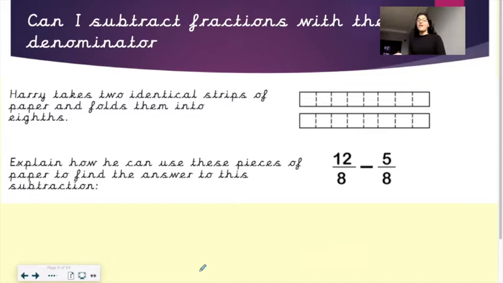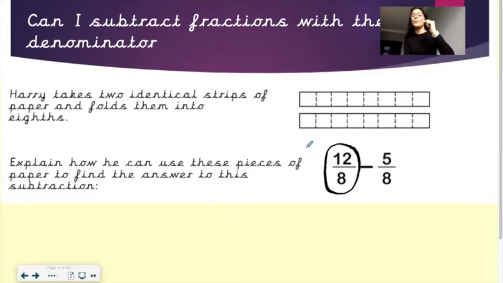Now, the first thing I would do is look at the first fraction because it's the bigger fraction. It has the bigger numerator, which is 12. 12 is bigger than 5. So you always start with the biggest number. Even when you subtract normally, for example, if we do 12 take away 8, you don't do 8 take away 12, do you? You do 12 take away 8. So similarly, when you're subtracting fractions, always start with the bigger fraction or the fraction with the bigger numerator.